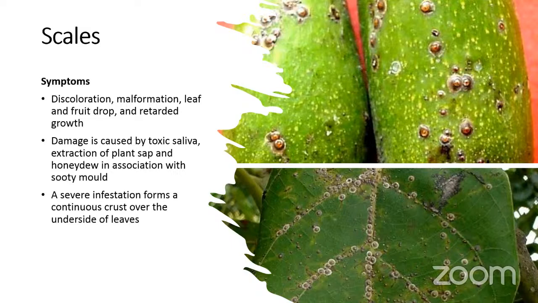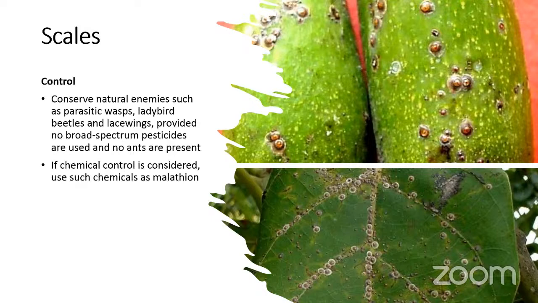The soft scales will produce honeydew, and this will attract bacteria, will attract the fungus, which will actually form sooty mold on the leaves and on the fruit. It is some sticky substance, and you see it turning sometimes black. In severe infestation, it forms a continuous crust over the underside of the leaf. When you look at the underside, it is actually encrusted. It has another layer because of this soot, which is sitting on the leaf as the honeydew is produced by the scales.